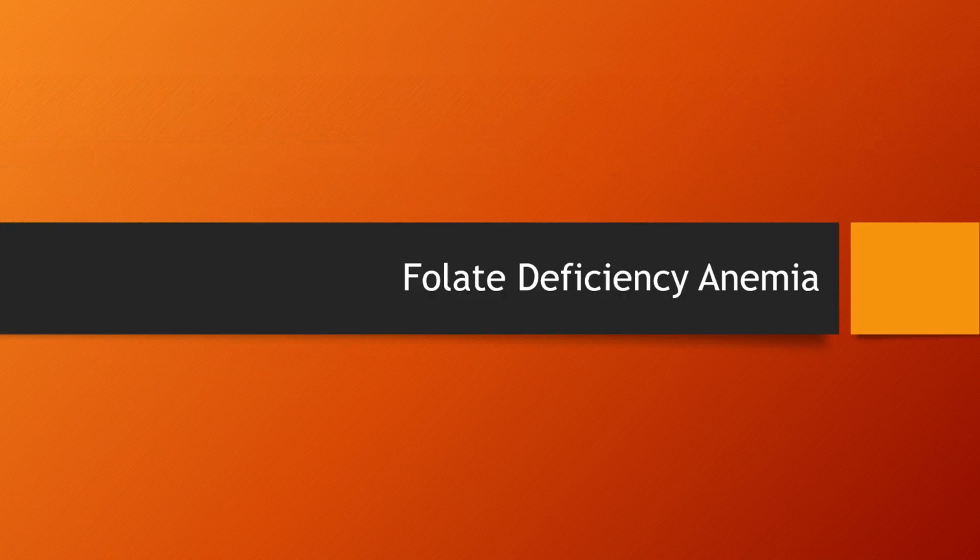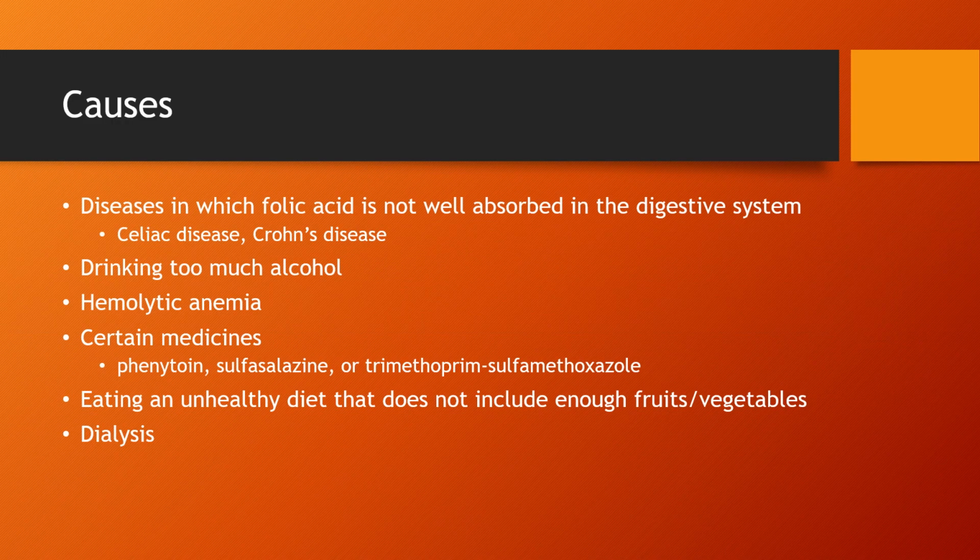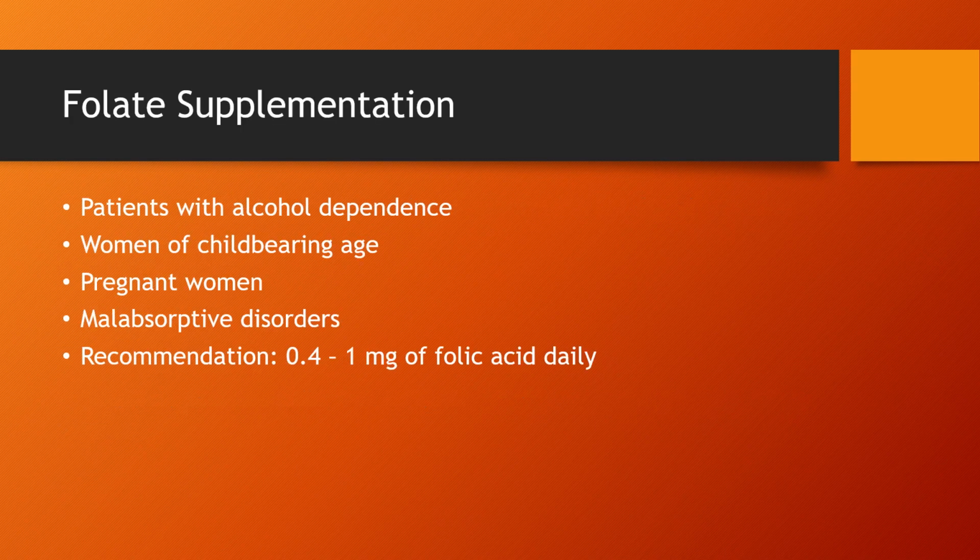So next we'll talk about folate deficiency anemia. This is again an anemia where if patients have digestive issues and cannot absorb the nutrient, that can lead to it. Alcohol is a big thing, so any of our patients that come in with alcohol withdrawal symptoms or a history of alcohol abuse, we're going to put them on thiamine. Hemolytic anemia, some medicines, unhealthy diet, and dialysis are other causes.